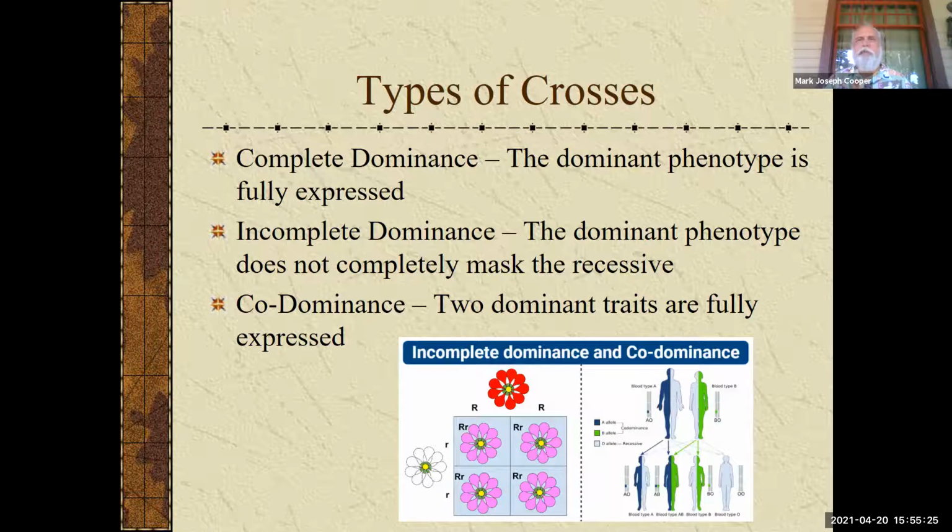And so what you end up with is maybe a flower that is red. That's the dominant color in snapdragons. White is the recessive color. But it turns out when they have a heterozygote, that color is different than either of those. That actually comes out as pink. And so that would be an example, and you can see that in the bottom left there.